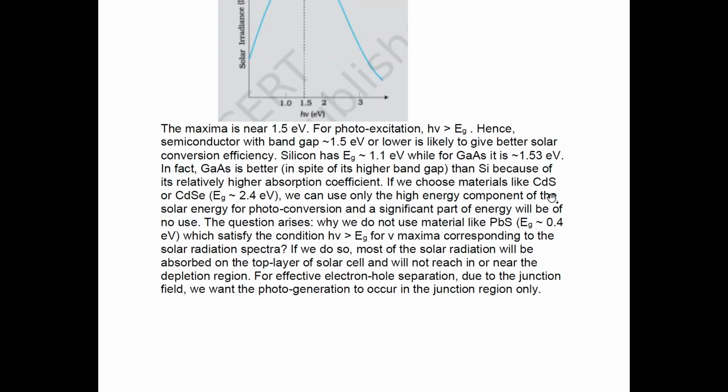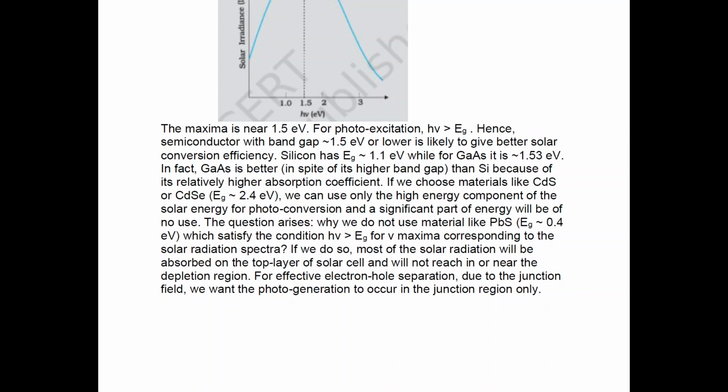If we choose materials like CdS or CdSe, whose band gap is around 2.4 electron volt, we can use only the high energy component of the solar energy for photo conversion, and a significant part of energy will be of no use. So the question arises, why do we not use materials like lead sulfide, which satisfy the condition hν is greater than Eg?